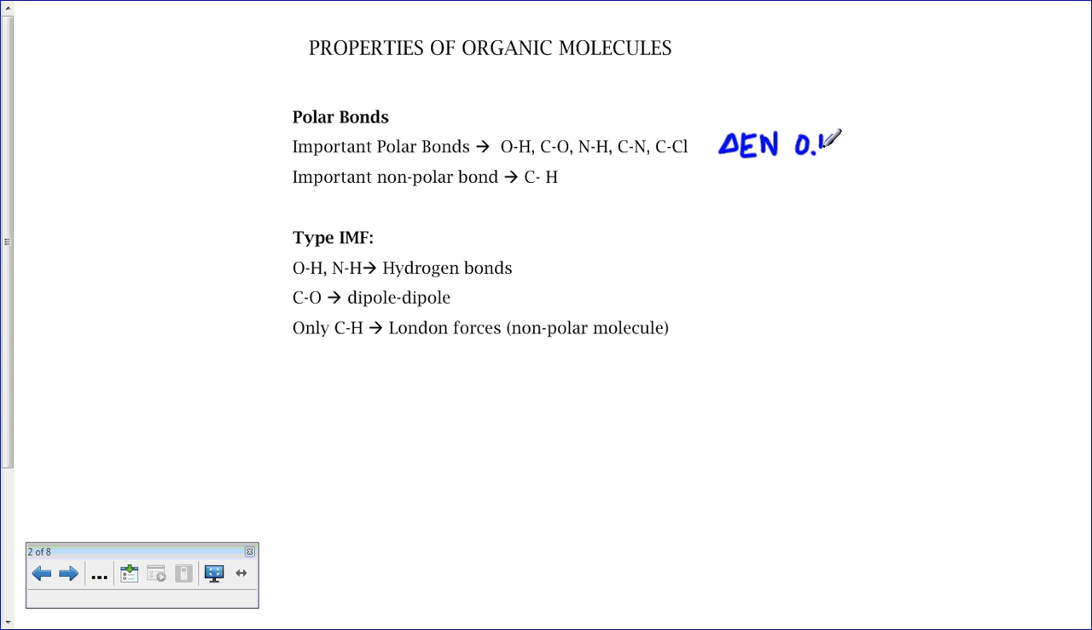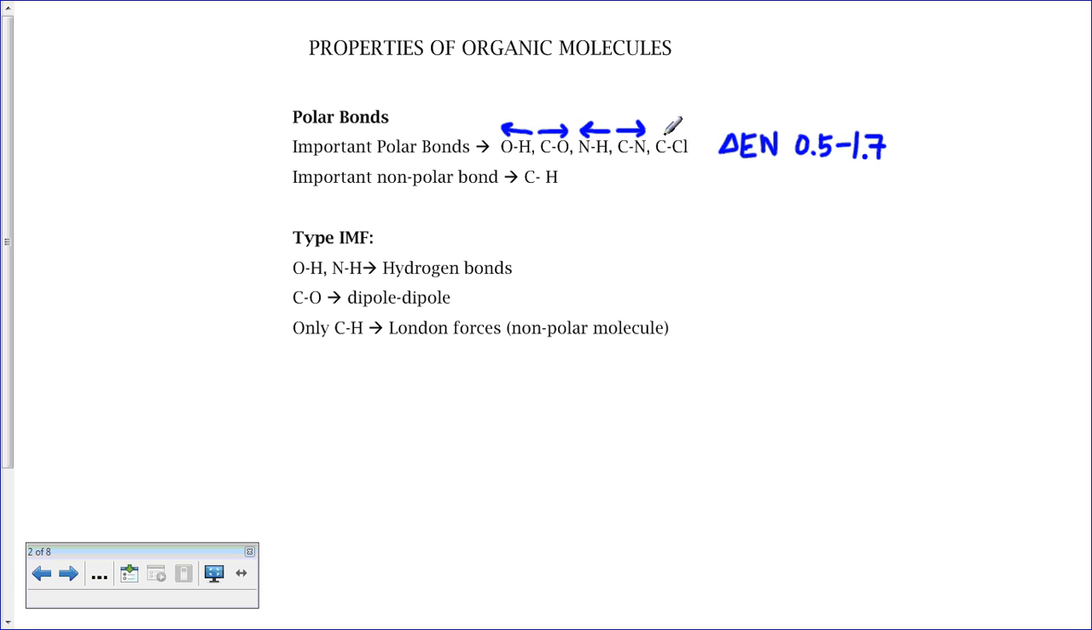And you'll remember from studying bonds that this means that these are polar bonds. It's also important to know the direction that the electrons go. So recall that they go towards the more electronegative of the two atoms. So I'm showing here what direction they will go.